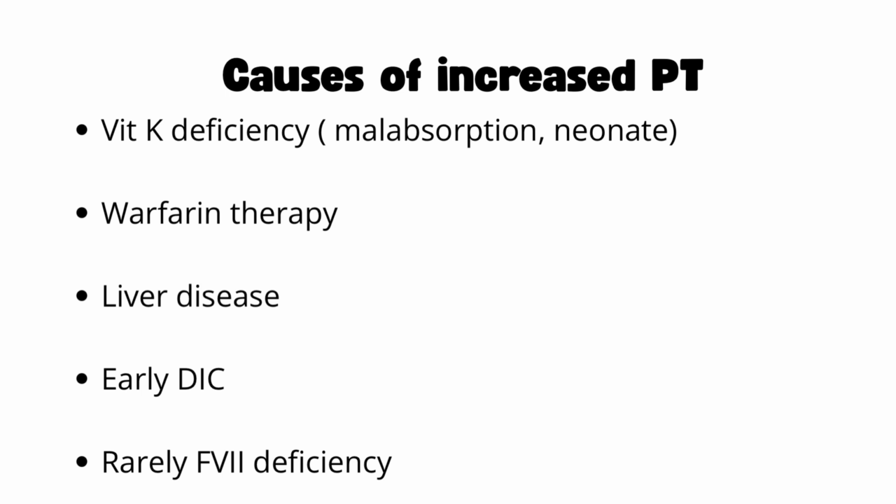Now the causes of isolated prolonged PT. So here the defect is in extrinsic pathway. Most common causes are vitamin K deficiency as seen in malabsorption or newborn, warfarin therapy or liver disease. This causes impaired synthesis of clotting factors. Other causes are early DIC or very rarely factor 7 deficiency.